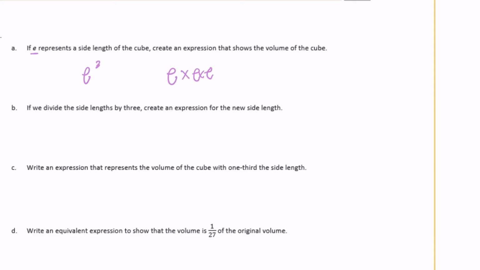B, if we divide the side lengths by 3, create an expression for the new side length. So we're going to divide all the side lengths by 3, we would do 1/3. How would we find an expression for one new side length? 1/3 of the side length, 1/3 of E. C, write an expression that represents the volume of the cube with 1/3 the side length. So now we want the volume of the whole thing.